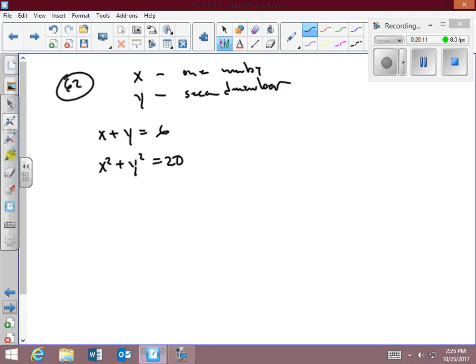So that's the information that you have from the problem, right? You have two numbers, x and y. The sum of them, x plus y, is 6. The sum of their squares is 20. Now, you're not used to looking at problems with two variables in them. How could you get this as a single variable problem?